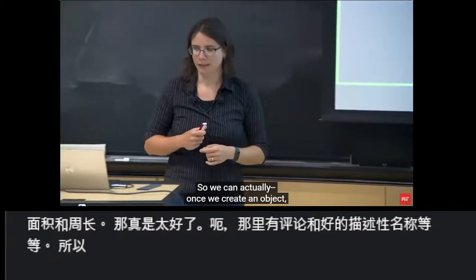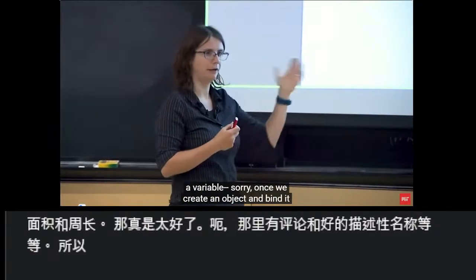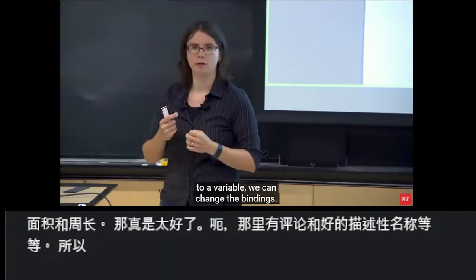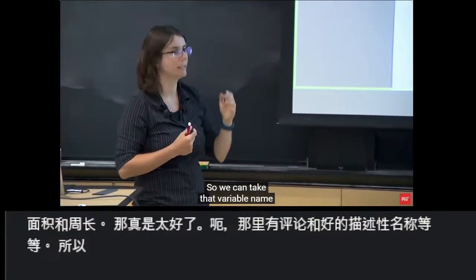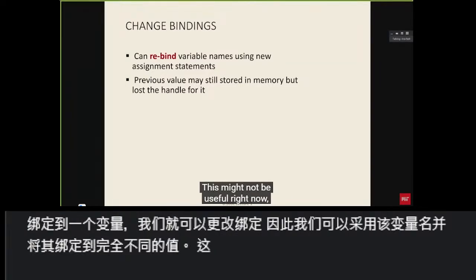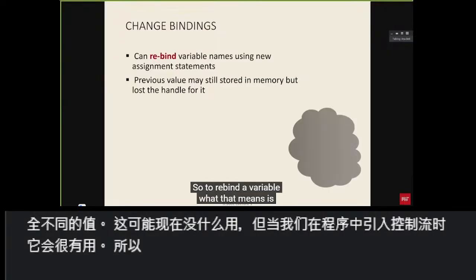Once we create an object and bind it to a variable, we can change the bindings. So we can take that variable name and bind it to a completely different value. This might not be useful right now, but it will be useful when we introduce control flow in our programs. So to rebind a variable, what that means is we're going to take the name, lose the binding to the previous value, and rebind it to a new value.